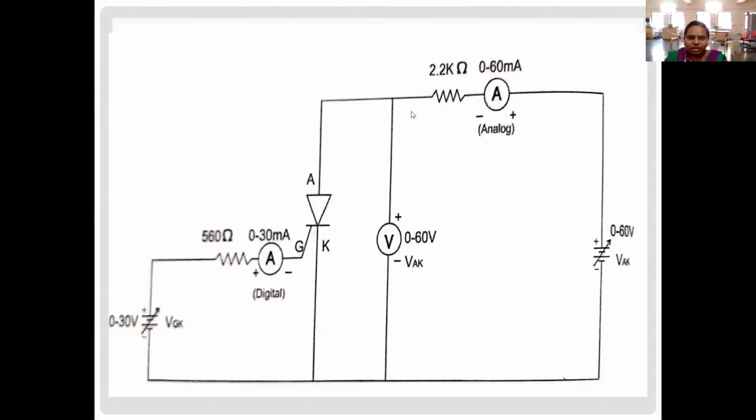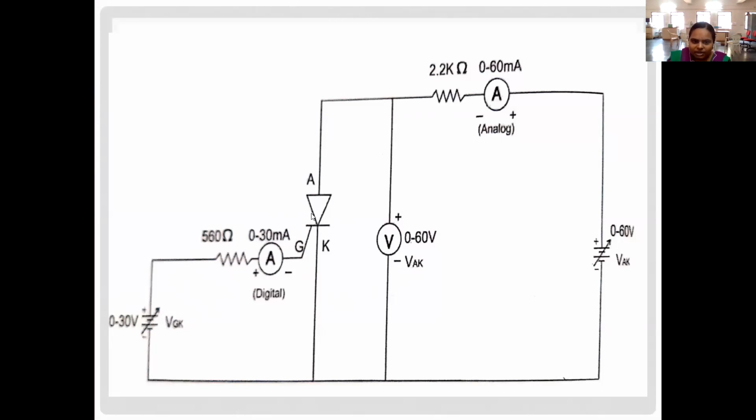This is our circuit diagram for an SCR. From the gate, that is VGK, the gate to cathode voltage, here we take RPS 1, that is 0 to 30 volts. Then we connect a resistor of 560 ohms, then a digital ammeter, positive here and negative terminal here. The negative terminal of the ammeter is given to the gate. This ammeter range is 0 to 30 milliamps.